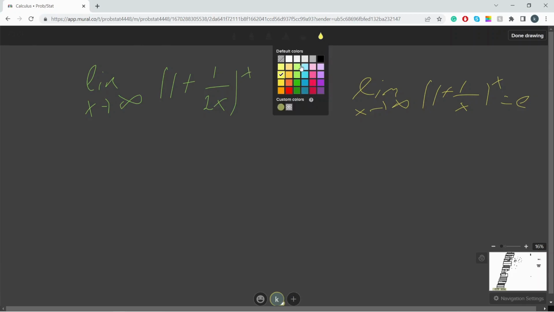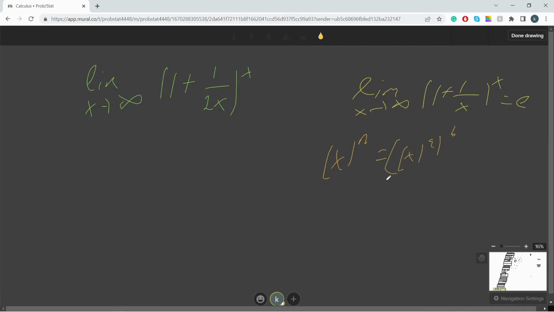And if you recall one of the basic properties of exponents, we know that x raised to the n equals x raised to the a raised to the b, where a times b equals n, right? So this is the power of a power rule. And we want to take advantage of that property here, but do it in a way where we don't have to change the value.